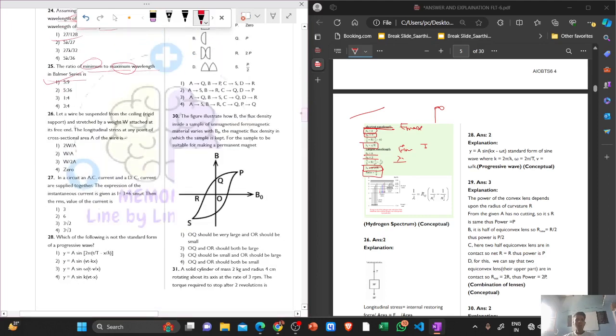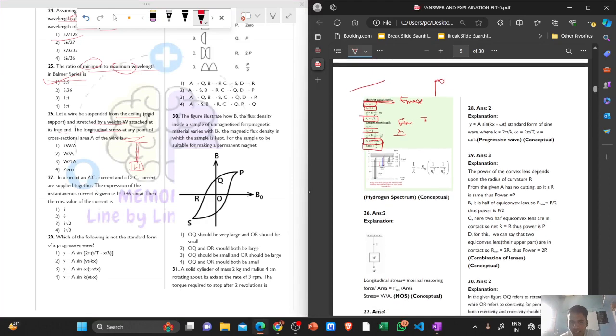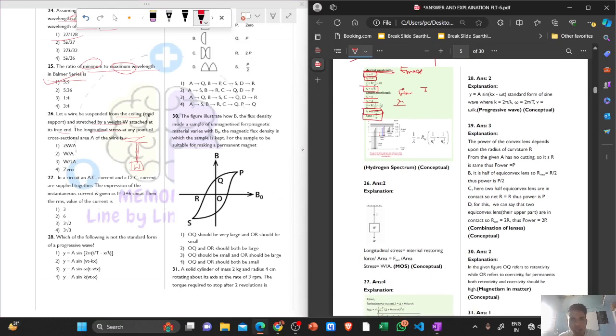Now, let a wire be suspended from a ceiling. We have a ceiling and a wire, stretched by a weight W attached to the end. It is just asking about the longitudinal stress. We just need to calculate the tension, and then stress equals force by area.